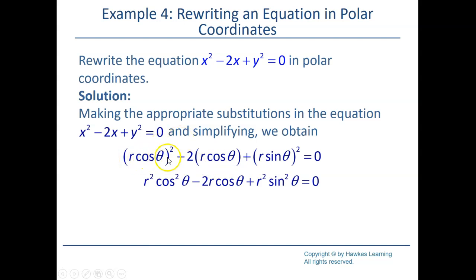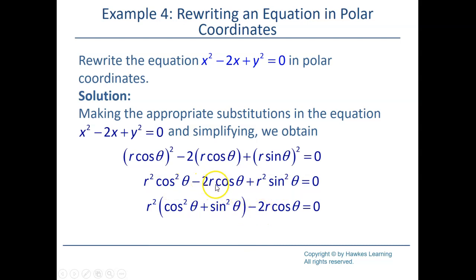R cosine theta squared is r squared cosine squared. Multiply the negative 2 times this, get negative 2 r cosine theta. Square this, you get r squared sine squared. Okay, now notice there's an r squared cosine and an r squared sine. If I combine those together, I can pull the r squared out, and then I have the cosine squared plus sine squared. So this line, all I've done is reorder, put this and this together, pulled the r squared out, and I'm left with cosine squared plus sine squared.